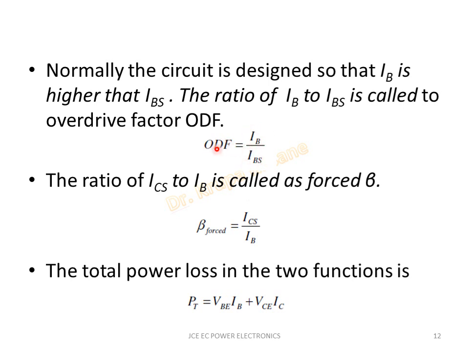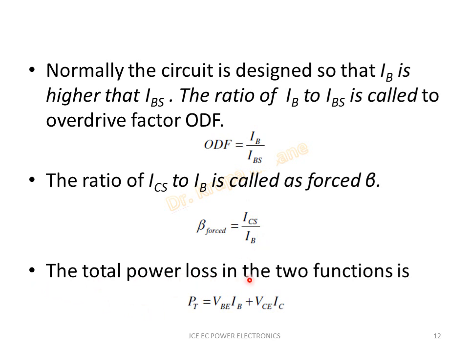So this term will be greater than 1, the ratio of ICS to IB. Now IB is more than IBS, as I said, but the collector current will be in saturation only, it will not increase much. Hence ICS upon IB is a new term, which we call forced beta. So forced beta is ICS, the collector current in saturation, divided by the extra base current that we are giving beyond the saturation IBS. So ICS upon IB.